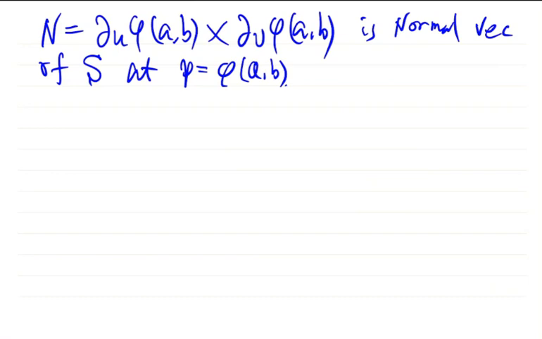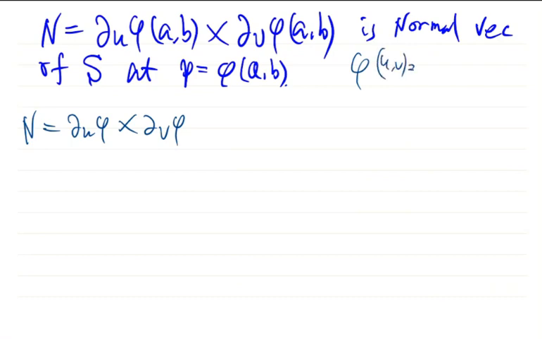We give a more explicit component-wise expression for this n. N is the ∂uφ cross ∂vφ. The partial derivatives are evaluated at u equal to a and v equal to b, so I omitted it. So φ(u,v) is (x(u,v), y(u,v), z(u,v)).